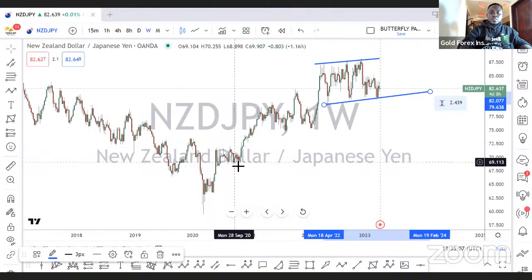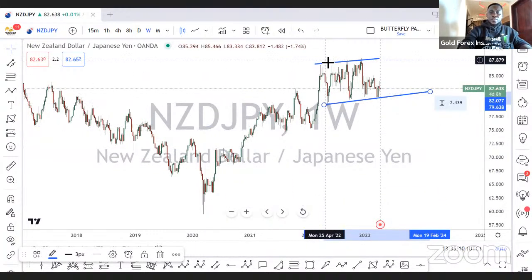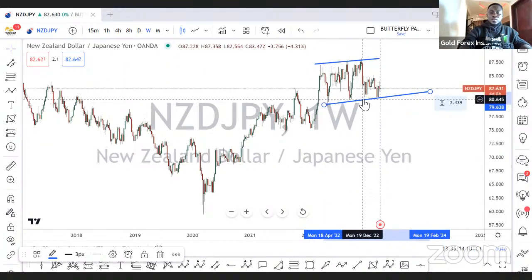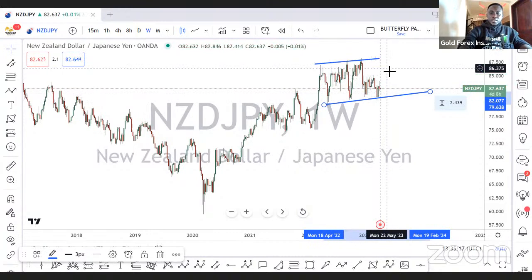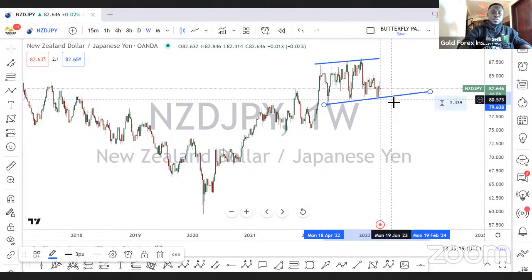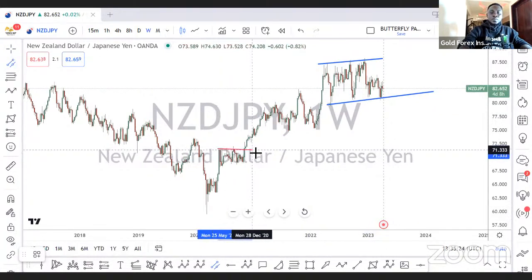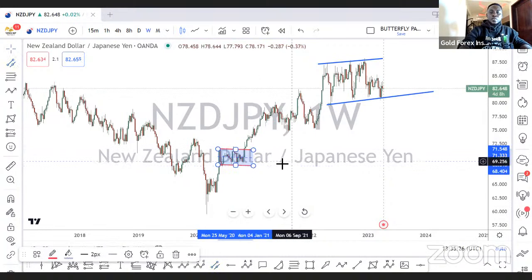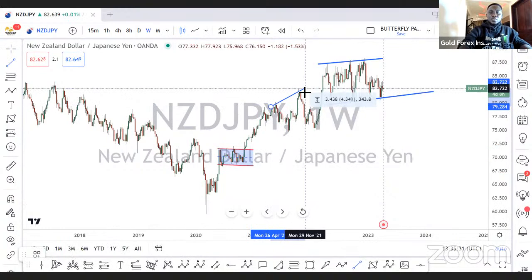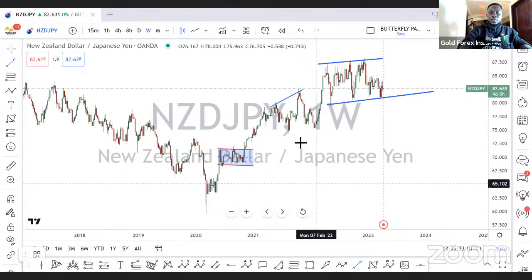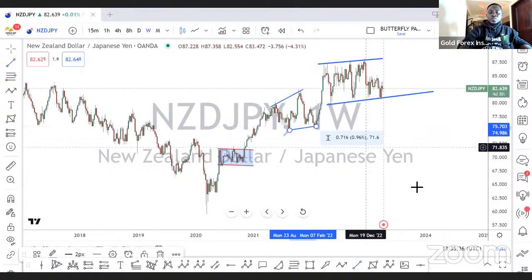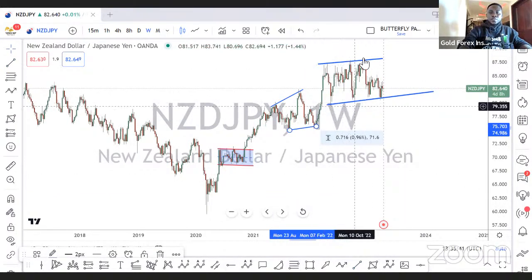So we have 1, 2, 3, 4, 5, A, B, C, D, E. 1, 2, 3, X, A, B, C, D. Okay, it makes sense. This way 1, then you have a flat correction with 3 and 4, then the 5. 1, 2, 3, 4, 5.